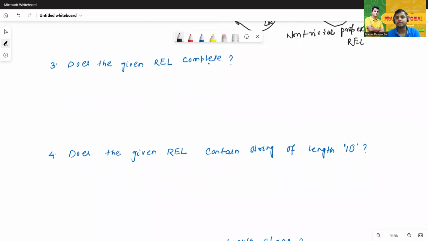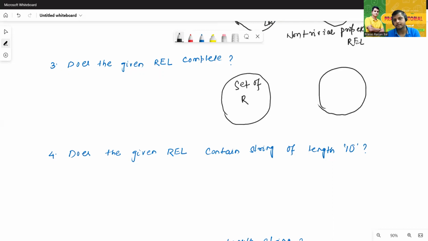Is the given RL language complete? So similarly, we'll draw the domain set and range set. The domain set means the set of RL, which contains many languages L1, L2, up to L infinity. Some languages may be complete and some may not be complete, but both are RL.